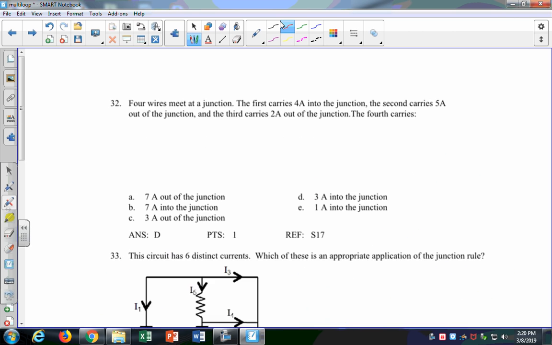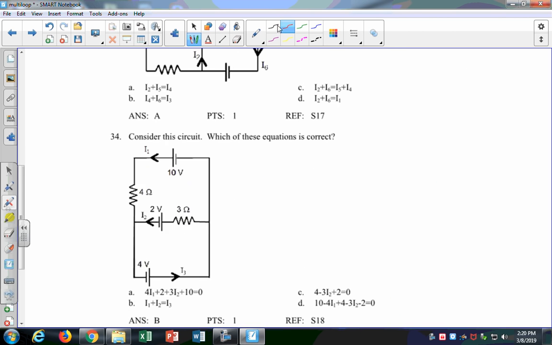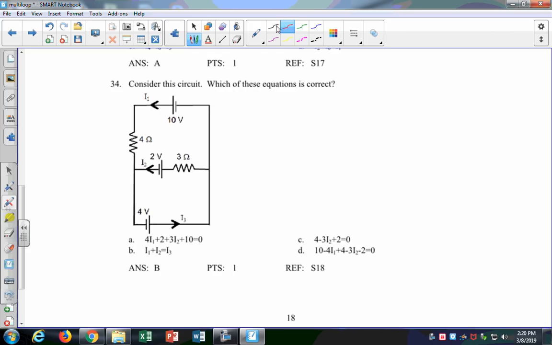Well, as for I2, in this one, we are looking for I2. How would you find I2? What loop would you use? Top, bottom, or big? Top. Okay, let's try using the top. I hear you. That's not the right answer, but let me show you.